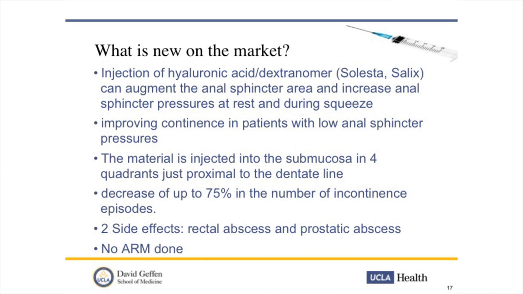We inject it into four little areas in the submucosa, in the four quadrants proximal to the dentate line, and it does improve continence in patients with low anal sphincter pressures. Most of the studies, basically, again, it's an alternative before aggressive surgery. It does decrease the number of incontinent episodes by about 75%. Some of the side effects that we worry about are rectal abscess and prostatic abscess, and those are less than 5%, so pretty low numbers.